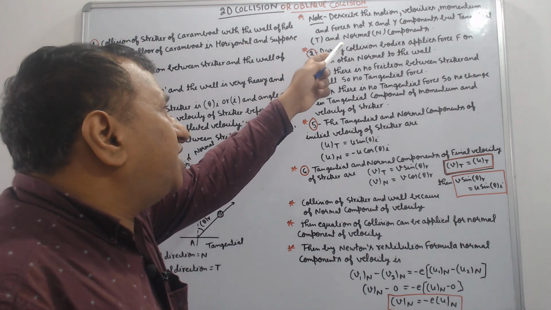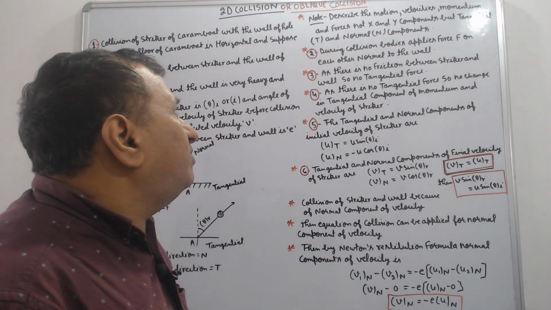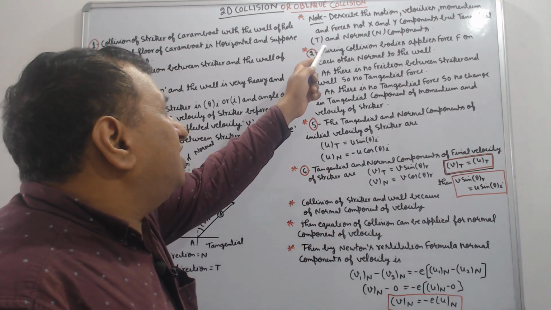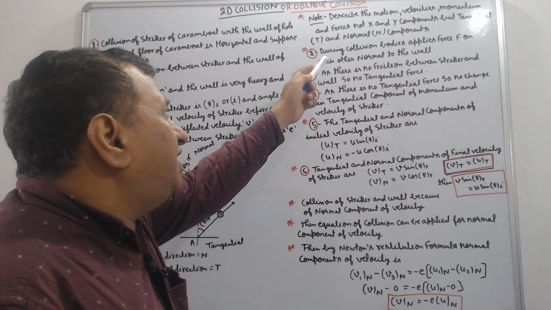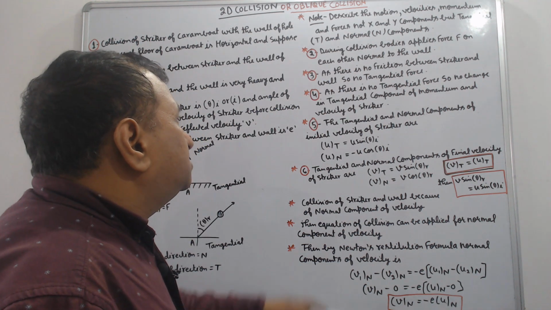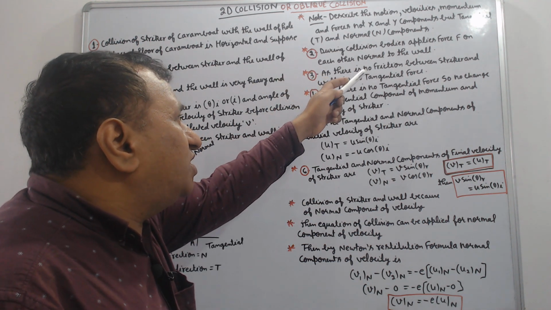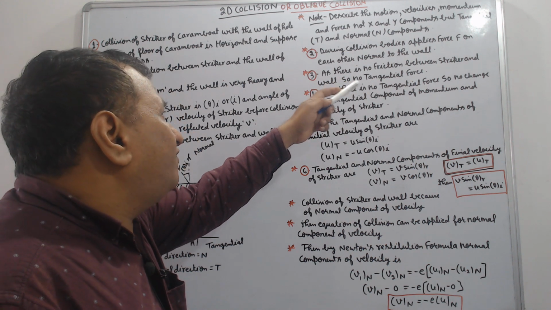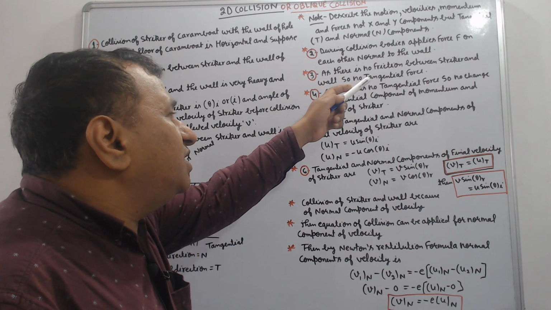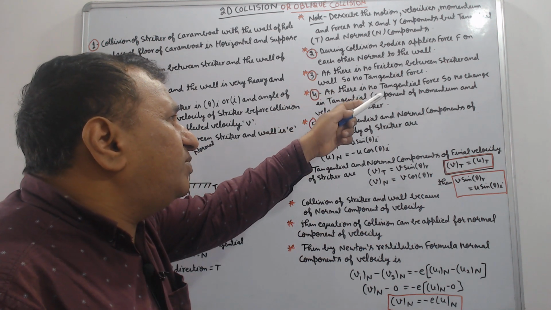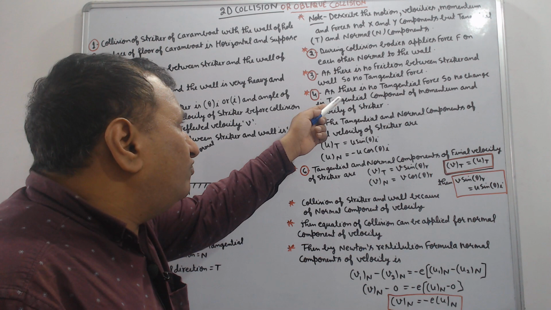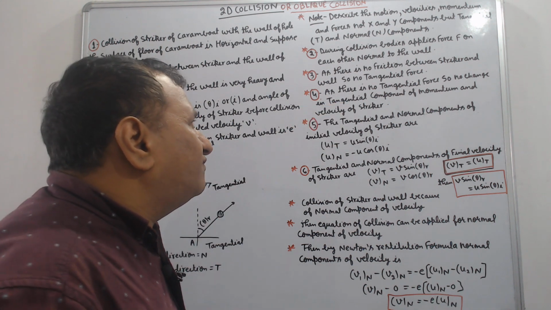Note, describe the motion, velocities, momentum and forces not in x and y components but in tangential and normal components. Second point, during collision the bodies apply force F on each other, normal to the wall. Third point, as there is no friction between striker and wall, there is no tangential force.